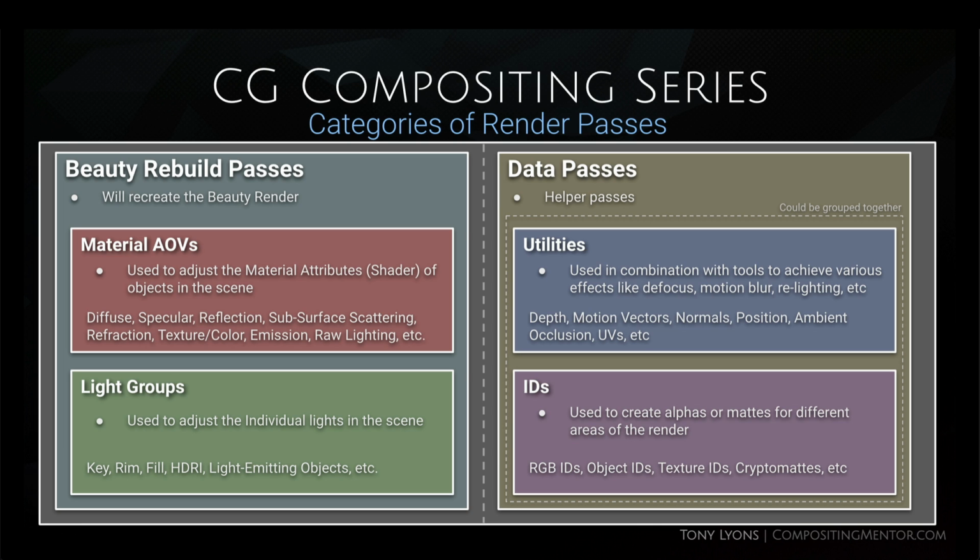So the IDs category could live under the utilities category. It could just be considered all utilities, but I do find the separation of the two pretty useful. The ID's sole purpose is basically to pull out an alpha or a matte channel, whereas the utilities have a variety of different use cases for different effects. It's not just limited to creating an alpha channel or a matte to be used elsewhere. So there is sort of a separation of the two, I think you'll see, but I did put a dotted line around both categories because they could be grouped together and they could all just be called utilities, but as we'll probably see, there's a little bit of logic behind the separation.